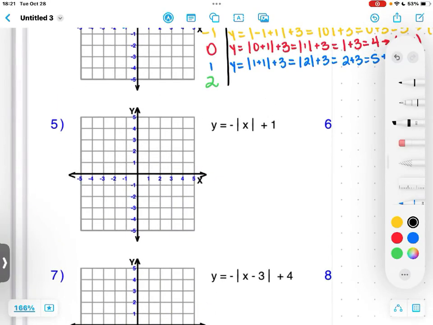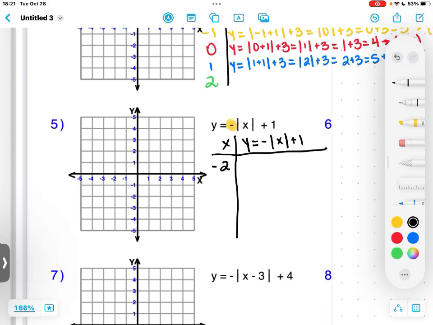Now, number 5 is kind of cool. And the reason why number 5 is kind of cool is because we have this negative sign here. Look at what this graph does. Still going to have my x's, y equals the equation I'm given, plus 1. And for the sake of being consistent, we're still going to use a -2, -1, 0, 1, and 2.